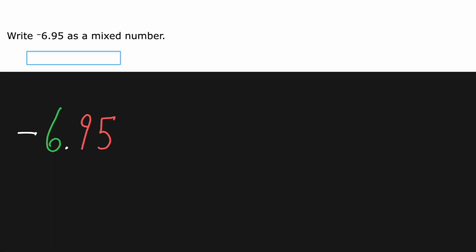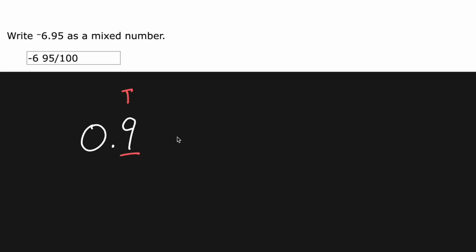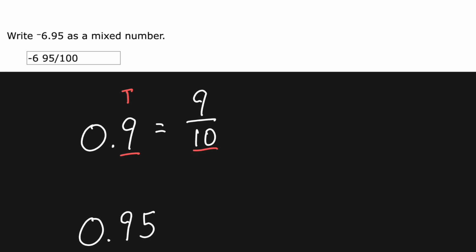In this question, we have to convert to a mixed number, which is actually pretty easy. First, you just have to write the whole number, which in this case is -6. And since our decimal is 95 hundredths, we just write 95 over 100. Now, if you're ever unsure how to tell if something is in the tenths place or the hundredths place, just count how many digits are after the decimal point. If there's only 1 digit, it's the tenths place. And if there's 2, it's the hundredths place.